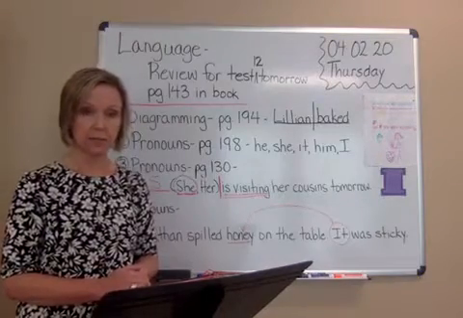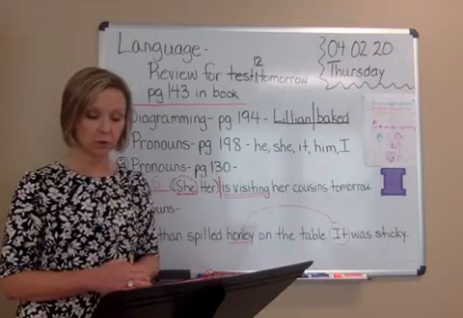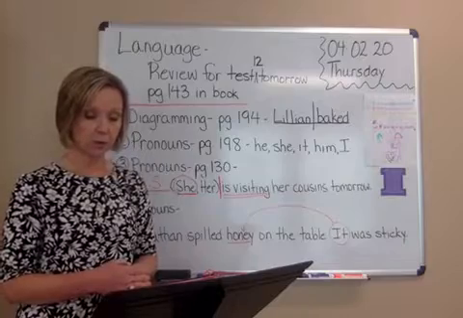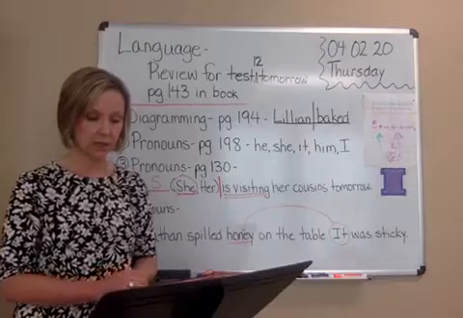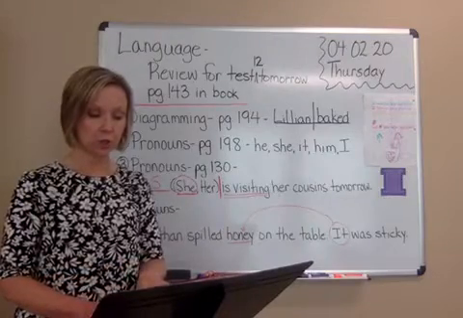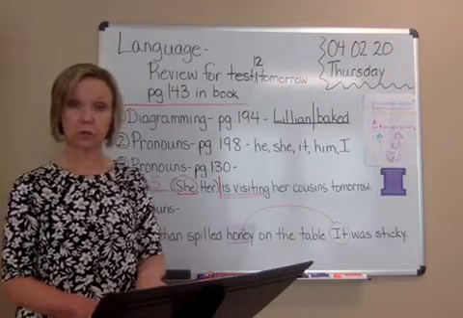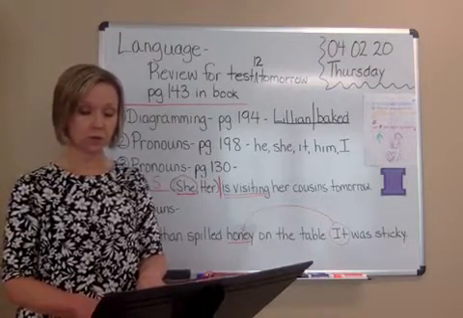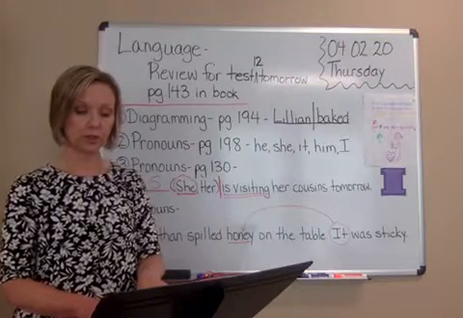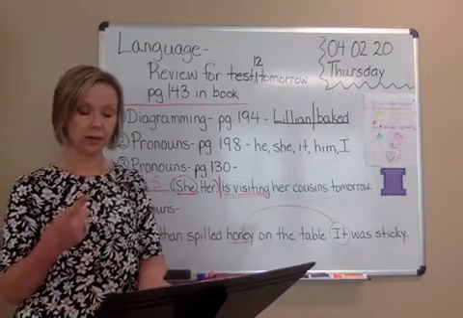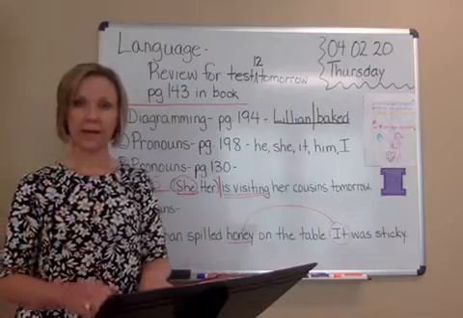Let's look at Think B. Circle the adjective in each group of words. In the blank before the words, write the question the adjective answers. We'll do a couple of these together. Number 1, you have huge tree. So what is my adjective there? Huge, because tree is the noun. So you'll circle huge. And which question does that answer? What kind, how many, or which one? What kind?